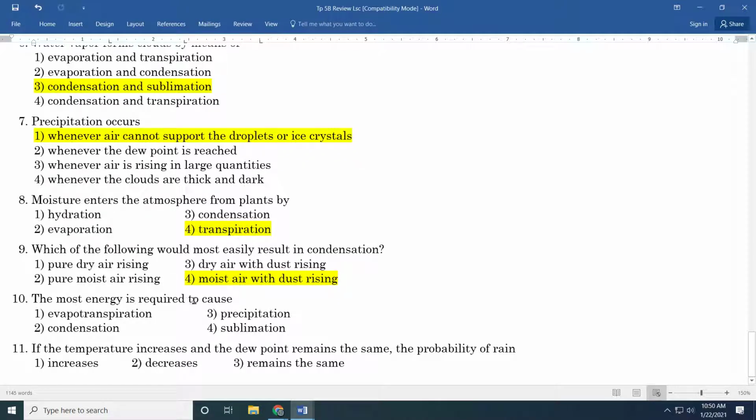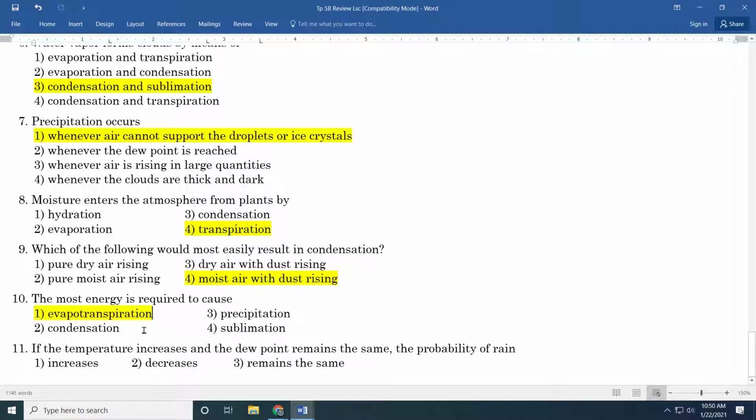The most energy is required to cause... Ooh, I should have removed that question probably. Well, condensation releases energy. Sublimation releases energy. Evaporation and transpiration need energy. I don't think I mentioned that word, so if you didn't get that one, I forgive you.